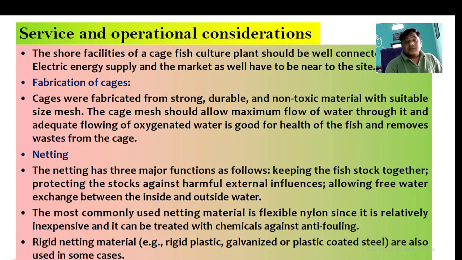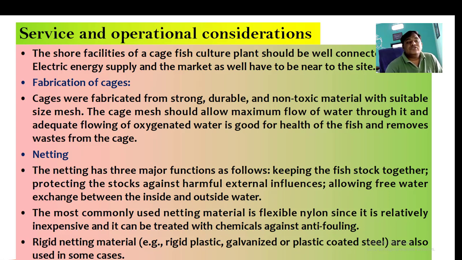Okay, the netting. The netting has three major functions. That is keeping the fish stock together, whatever fish we have used. Then protecting the stock against harmful external influences. And allowing free water exchange between inside and outside water. This is the important work of the net.